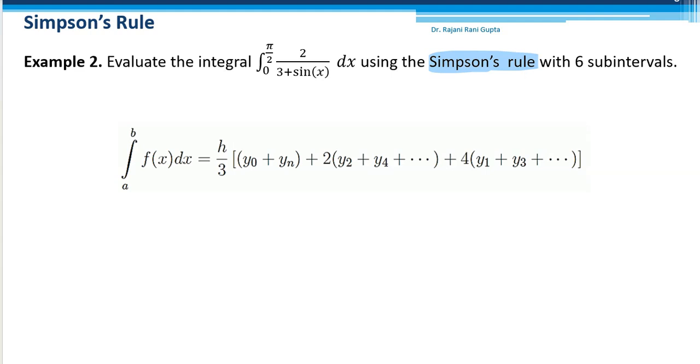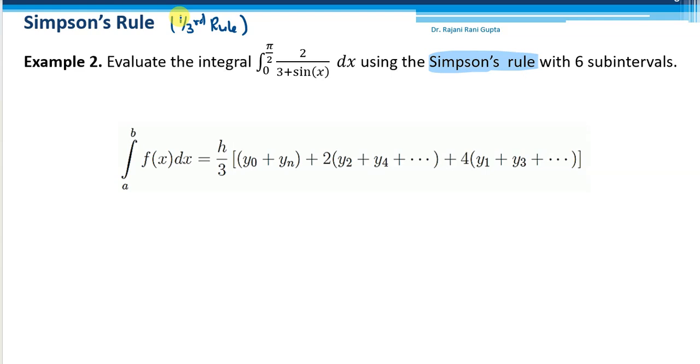So how does this rule differ? Here, first of all, it is h over 3. It's because this is Simpson's 1/3 rule. There is Simpson's 3/8 rule also that we will see later on in another video. So here h over 3.